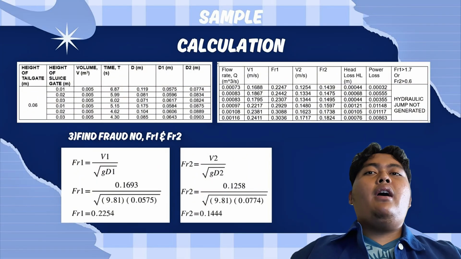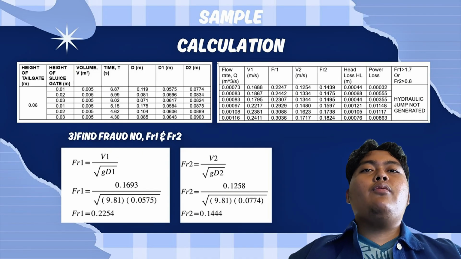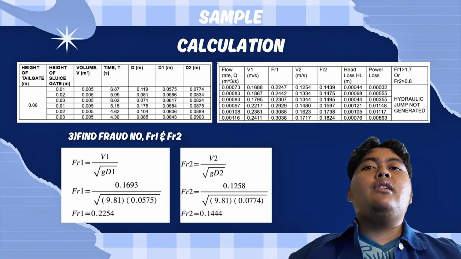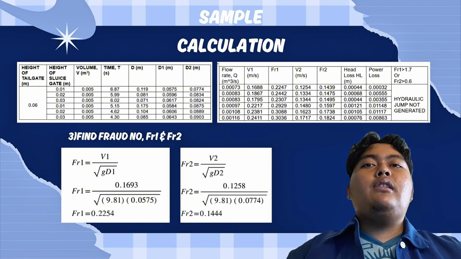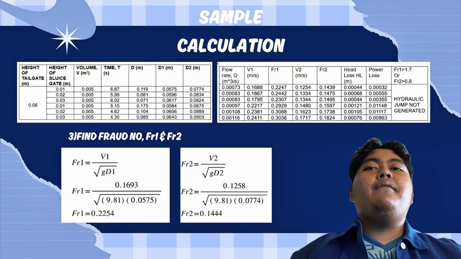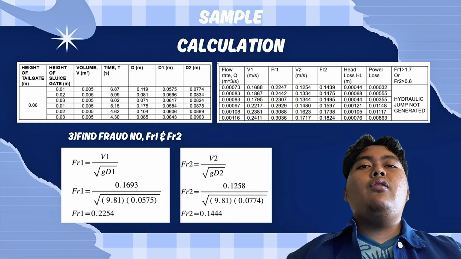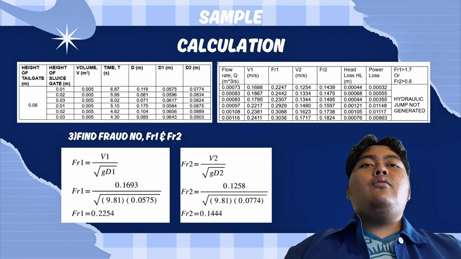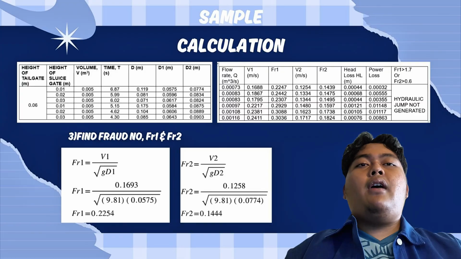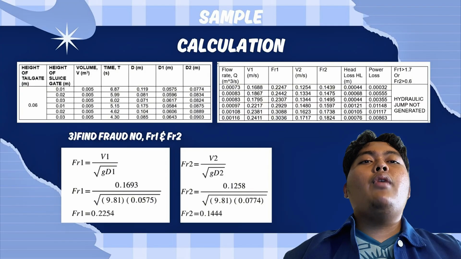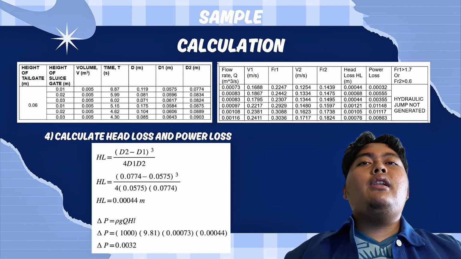So next, number 3, we find Froude number FR1 and FR2. The formula for FR is V over square root G D1. So FR1 equals V1 over square root G D1. So we put the numbers inside the formula from the table. V1, we got 0.1693 over square root G, which equals 9.81, and D1 is 0.0575, and we calculate it. FR1, we got 0.2254. FR2 is calculated the same way as FR1, and we got 0.1444.